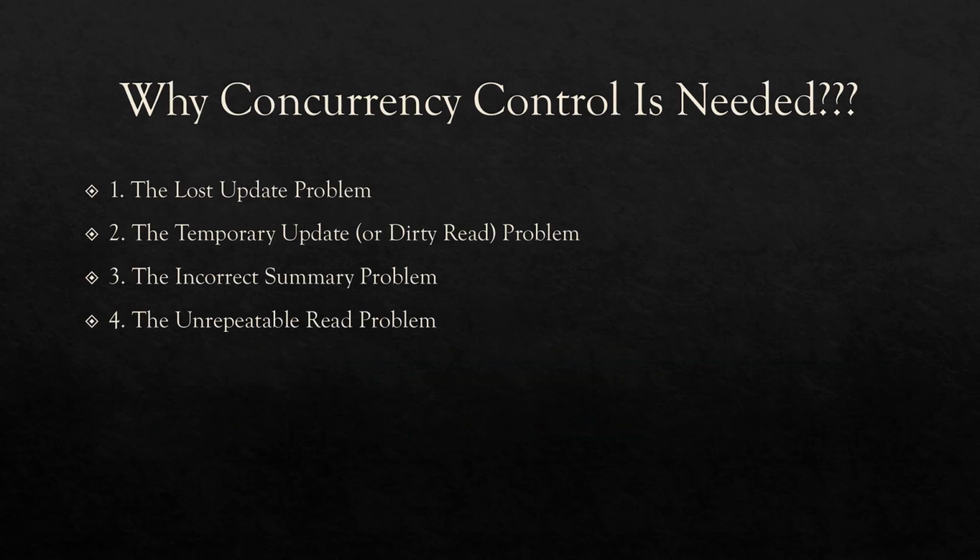This is about that. Then why is concurrency control needed? We'll study that. We have four points here. First is the lost update problem, the temporary update problem, the incorrect summary problem, and the unrepeatable read problem. These are the four reasons why concurrency control is needed.